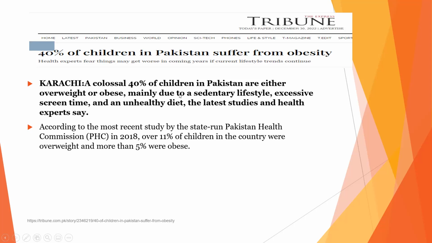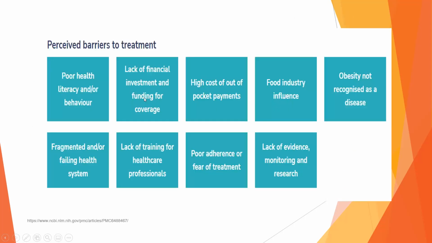And the latest studies and health experts say that according to the most recent studies by the state-run Pakistan Health Commission, that was in 2018, over 11% of children were overweight and more than 5% of children were obese. But these were the earlier figures. Now, only in one city, the percentage has risen to 40% for Pakistan.